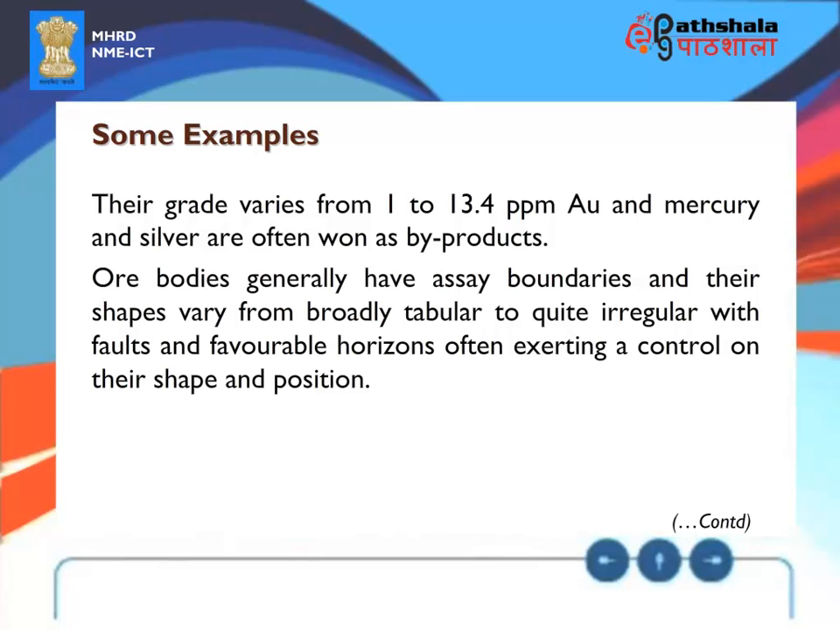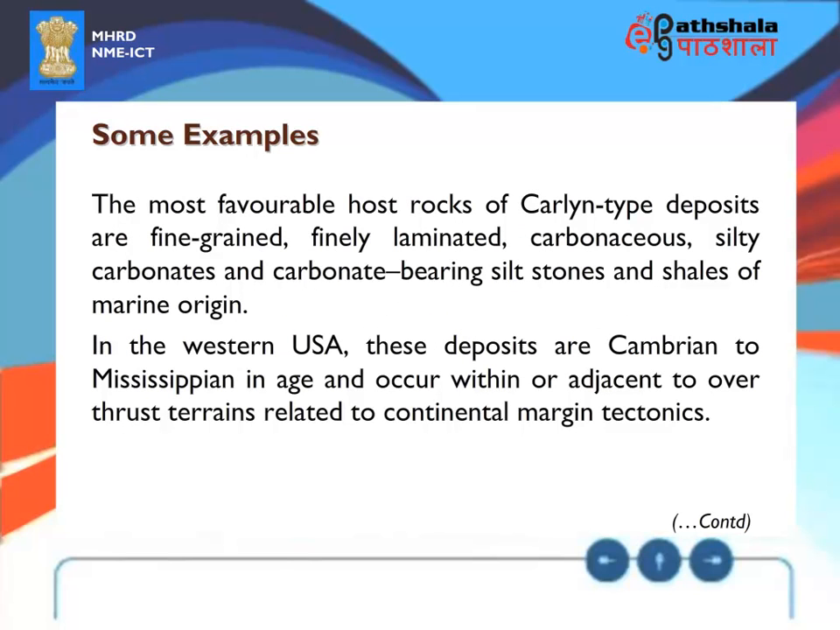Ore bodies generally have assay boundaries, and their shapes vary from broadly tabular to quite irregular, with faults and favorable horizons often exerting a control on their shape and position. The most favorable host rocks of Carlin-type deposits are fine-grained, finely laminated, carbonaceous, silty carbonates, and carbonate-bearing siltstones and shales of marine origin.